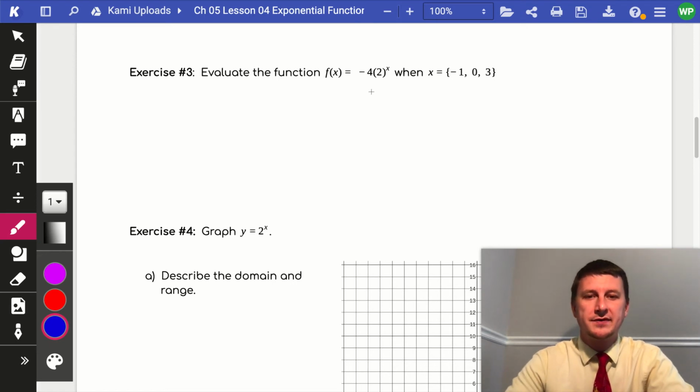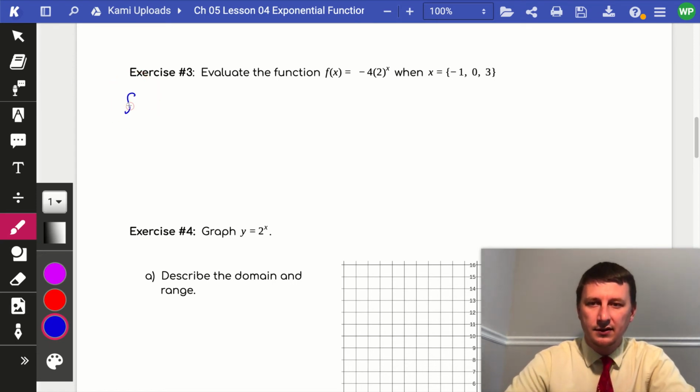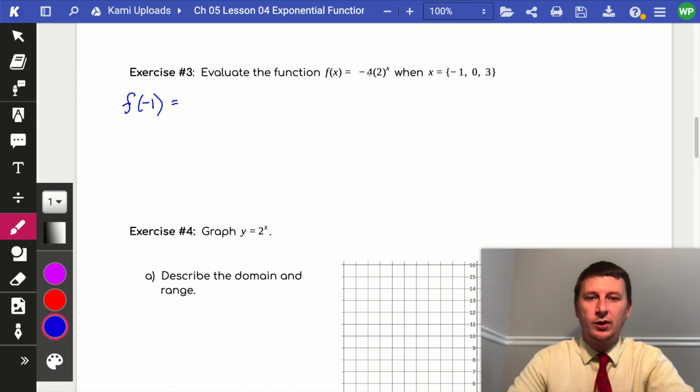So we're going to evaluate this function 3 different times, the first one being where x is equal to negative 1. So we're going to take this function, and wherever we see an x, we're going to substitute in a negative 1. So we're going to get negative 4 times 2 to the negative 1.